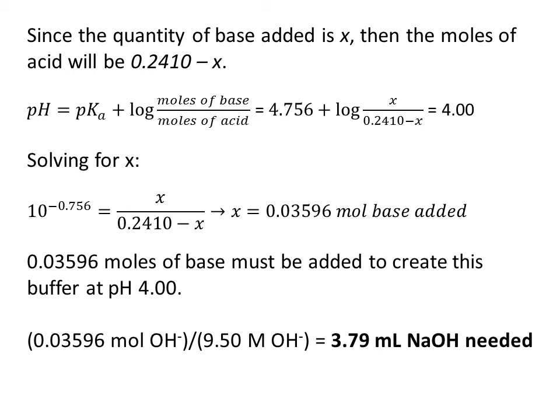As we add the sodium hydroxide, it will convert the buffer acid that's already there into buffer base, the acetate, in such a quantity that the pH of the buffer will be 4.